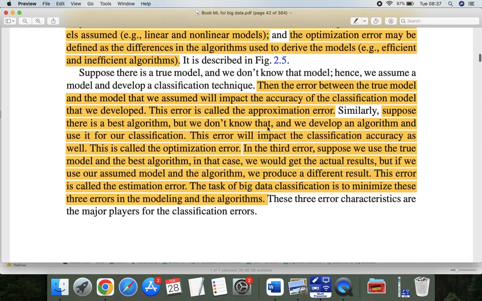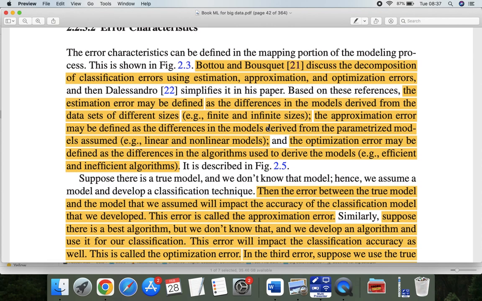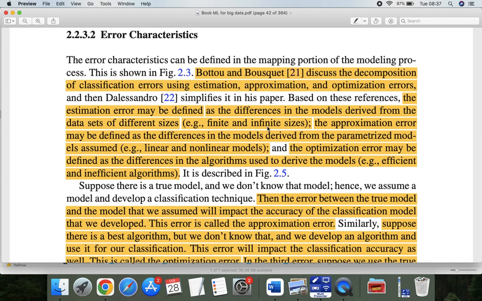So okay, error characteristics. Error characteristics are of three types: estimation, approximation, and optimization. When you are deriving models on the basis of two different data sets, and there is a difference in the outcome of the model, obviously because of the data sets, this difference is called estimation error.